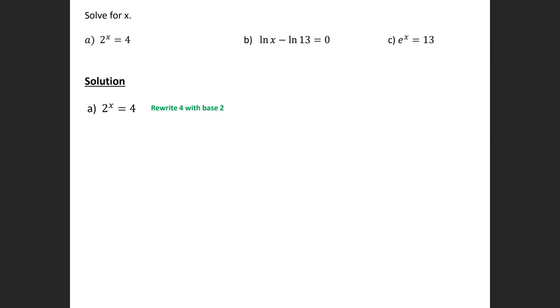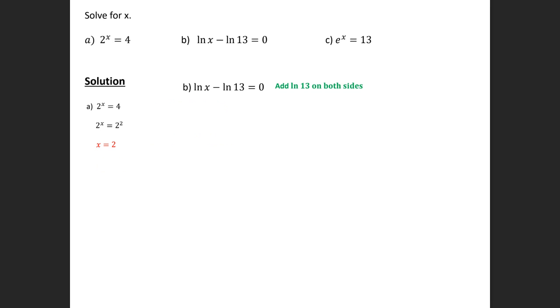So I know I can rewrite 4 as a base of 2. So that's 2 squared. For these two exponential equations to be equal to each other, the exponents have to be equal to each other. So the answer is x equals 2, right? For these two to be equal. All right, let's do b.